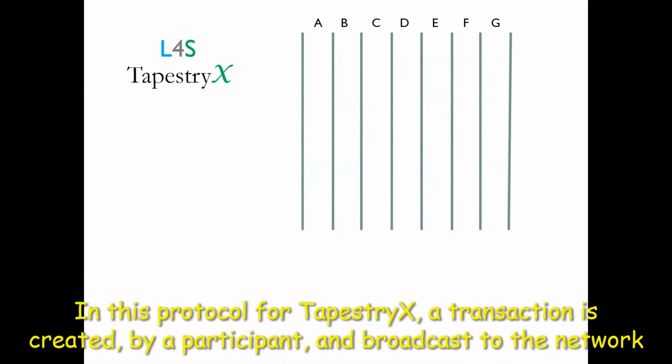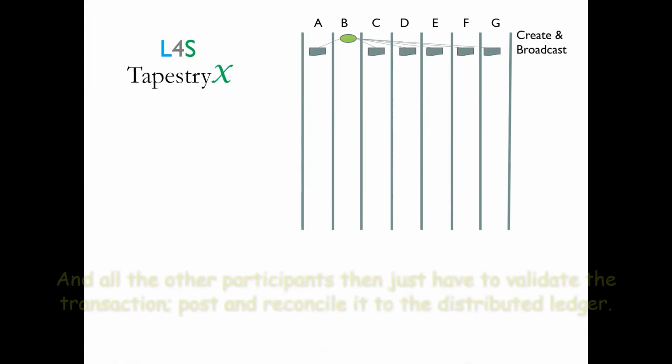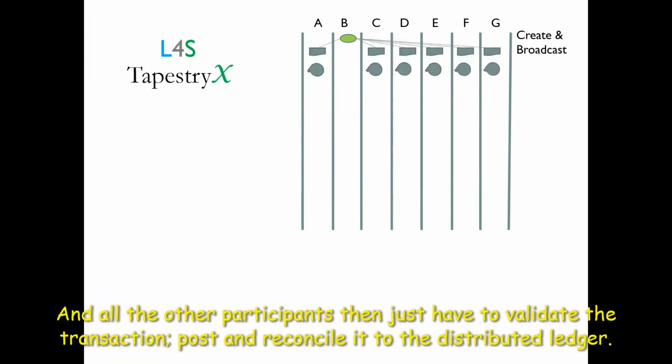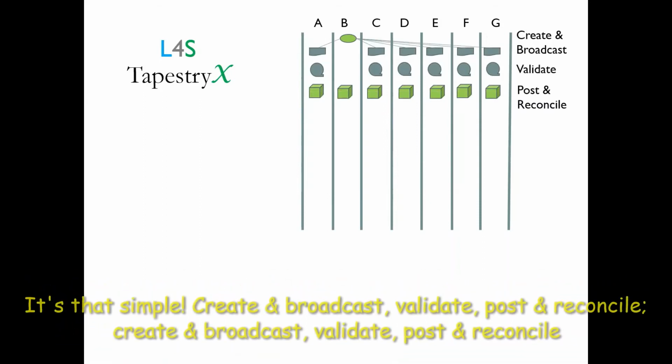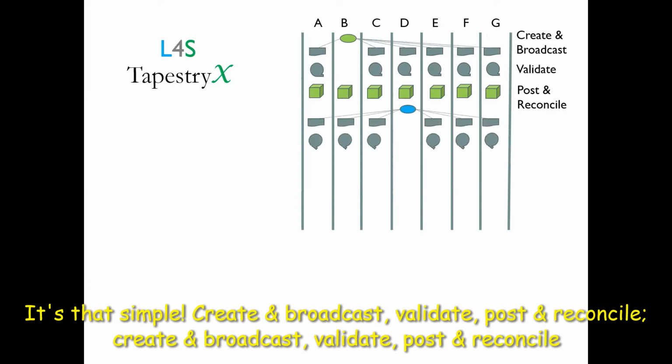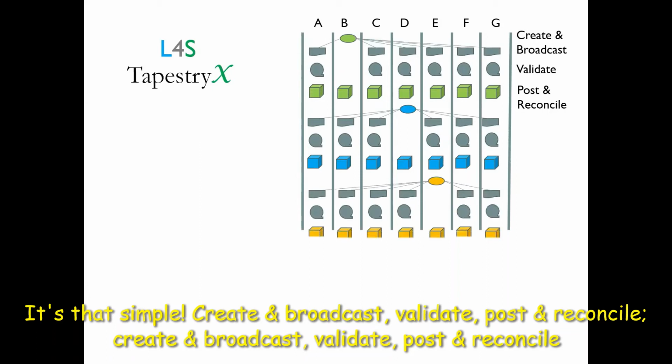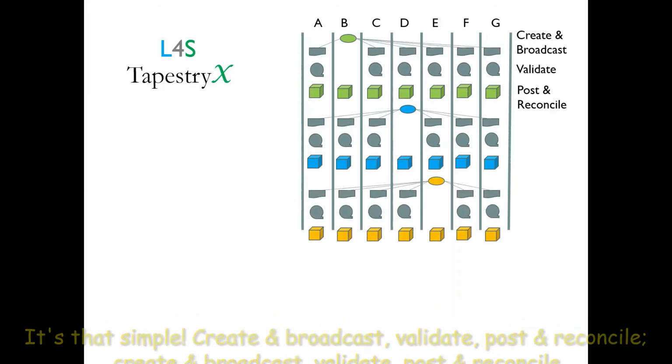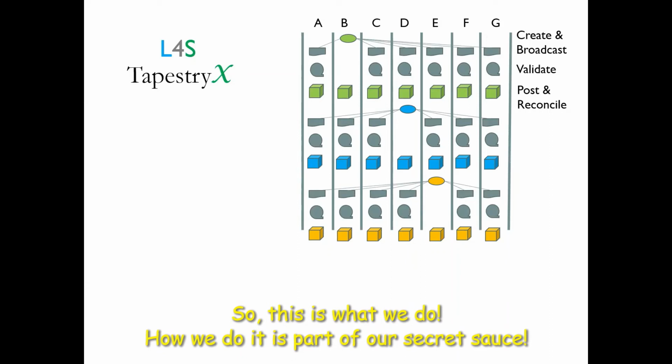In this protocol for Tapestry X, a transaction is created by a participant and broadcast to the network. And all the other participants then just have to validate the transaction, post and reconcile it to the distributed ledger. It's that simple. Create, broadcast, validate, post and reconcile. So this is what we do. How we do it is part of our secret sauce.